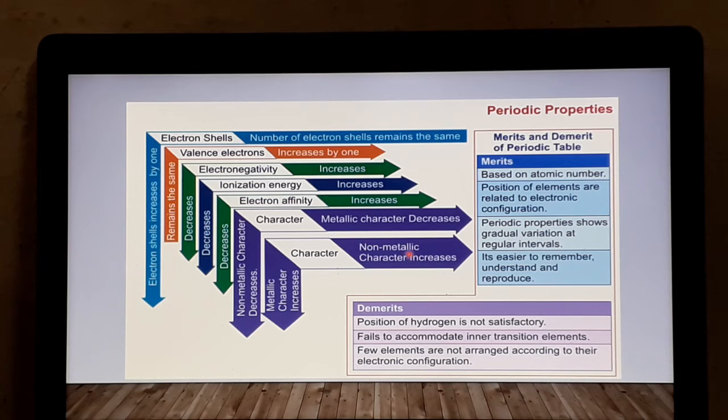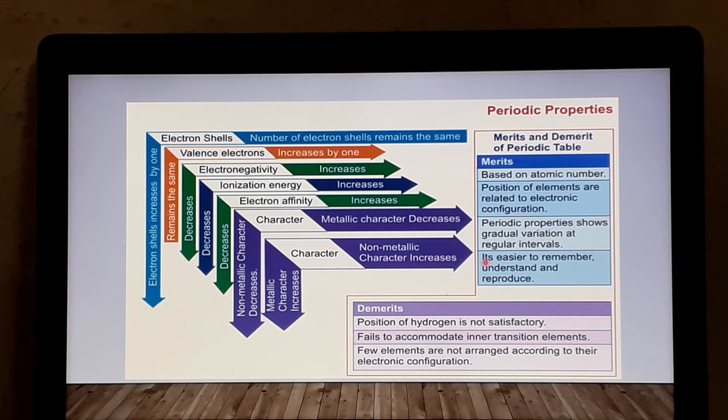Now let us talk about what were the merits of this periodic table. It was, as we said, based on atomic number. So it was related to their electronic configuration, the position of elements. Hence the properties also showed a regular variation at regular intervals. And it is also easy to remember and understand, because if you know the valency and the valence configuration, then you can automatically understand to which group it belongs and what could be its chemical properties.